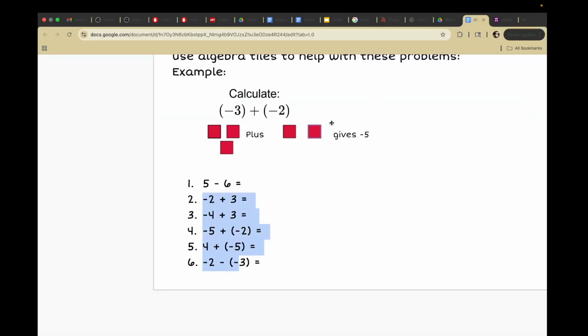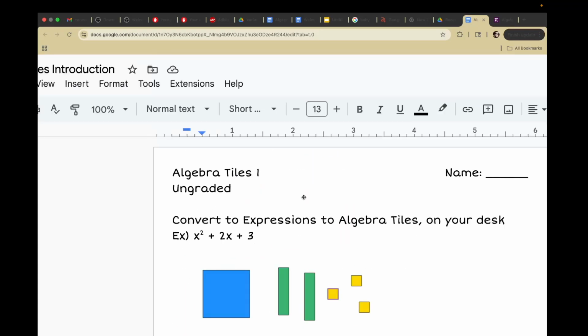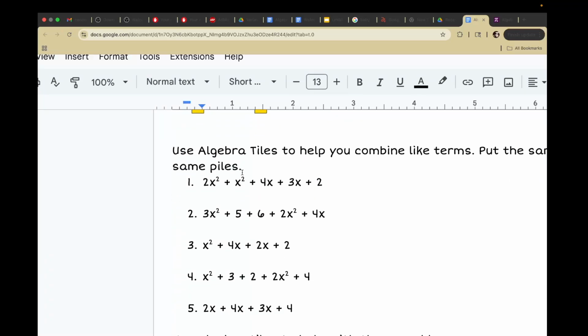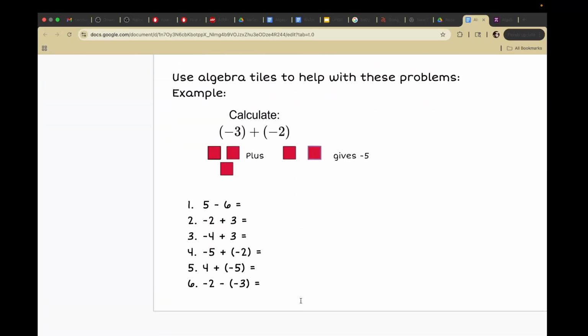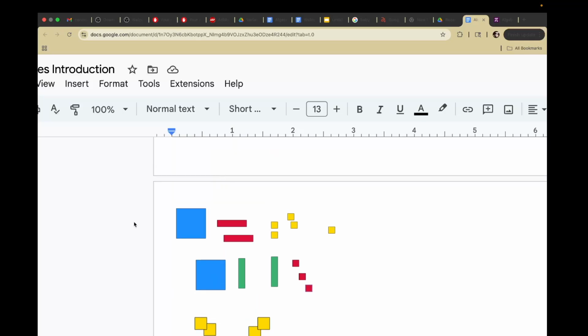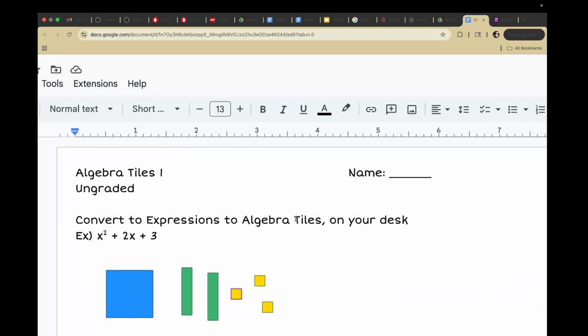So today the main goal is just understanding what these algebra tiles mean. If you're struggling to do these things, that's fine. I would love to help you, and I'd love to see you try and do them. But main goal is just to understand what these tiles are.